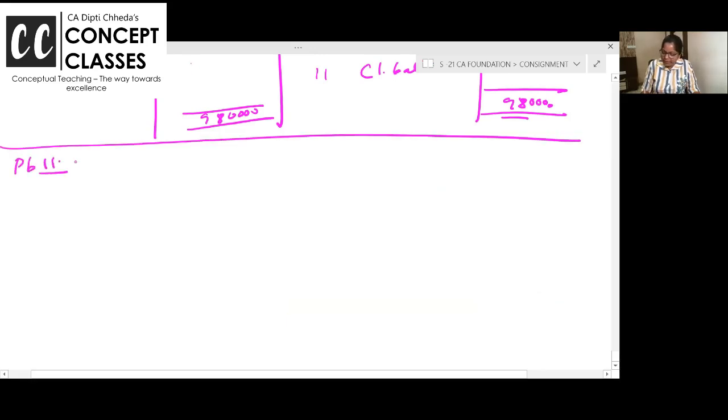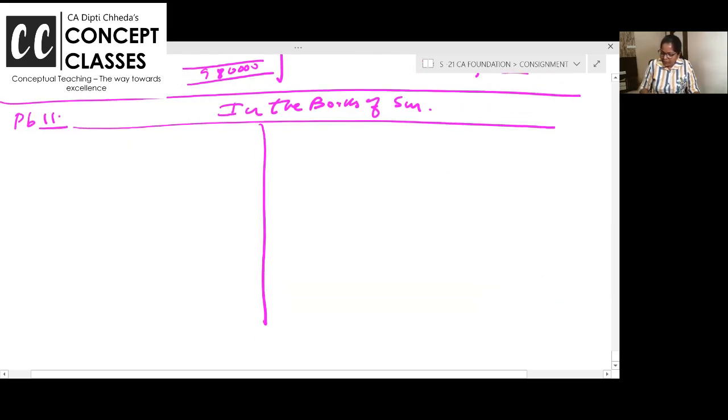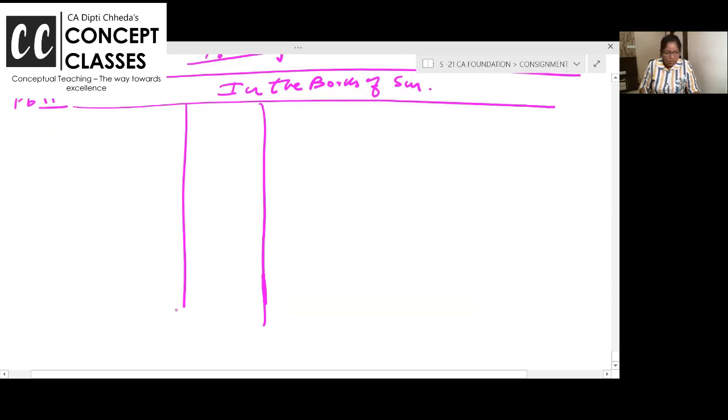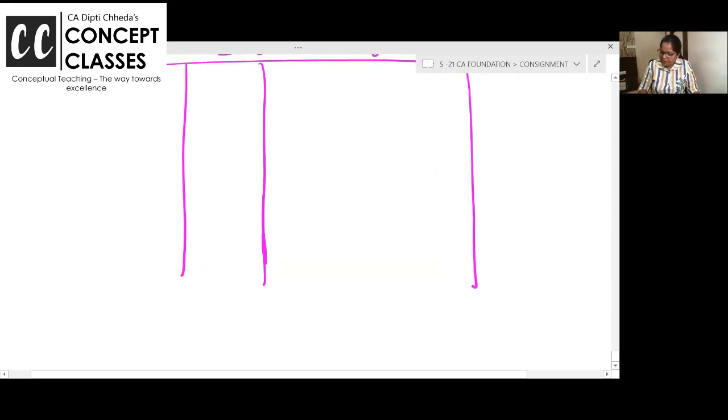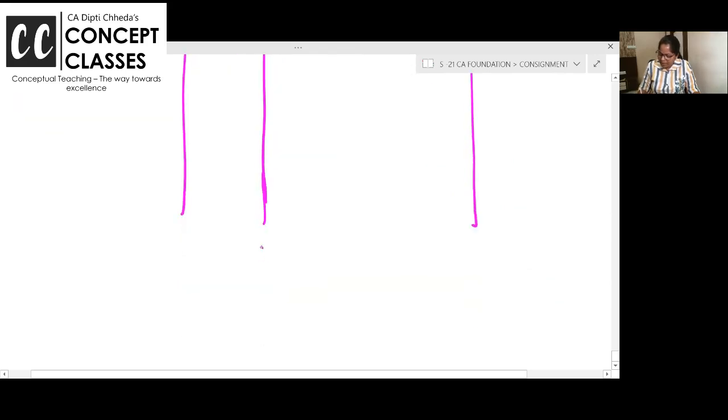Problem number 11. In the books of Sun. Are you all enjoying or not? This problem has got nice adjustments. All the bills of exchange and this and that. Make it a little bigger, there are quite a lot of adjustments. In the books of Sun, make the consignment account and Moon's account together. Later we keep forgetting.